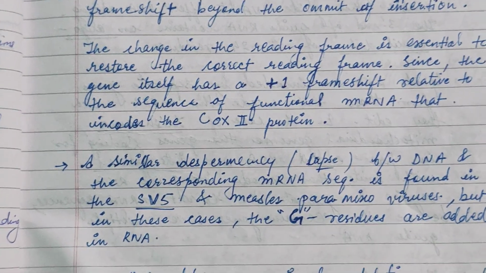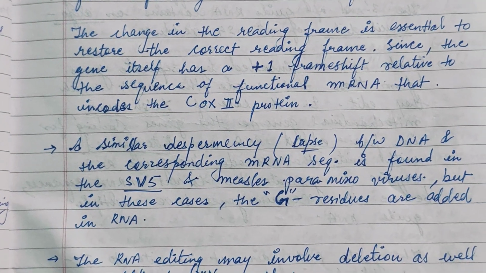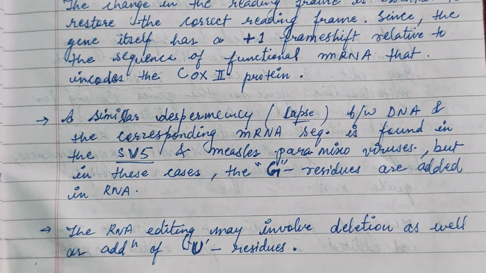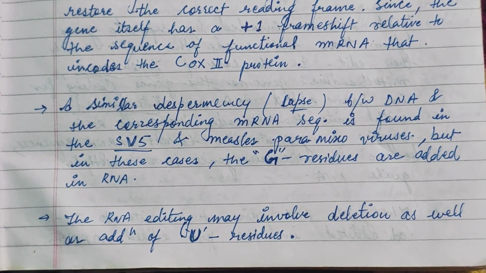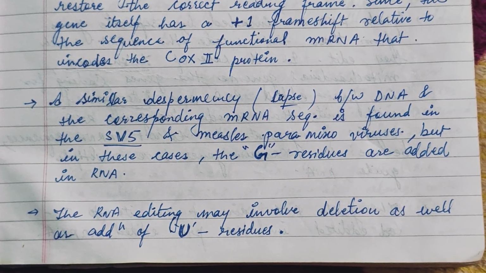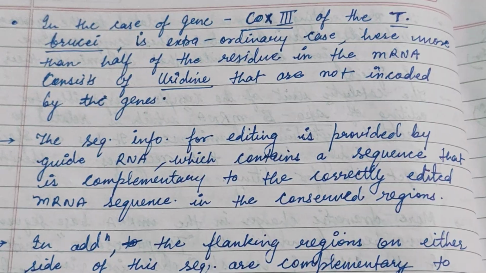of insertion. A similar discrepancy, that is, a lapse between the DNA and the corresponding mRNA sequence, is found in the SB5 and the measles paramyxovirus, but in this case the G residues, the guanine residues, are added in the RNA.